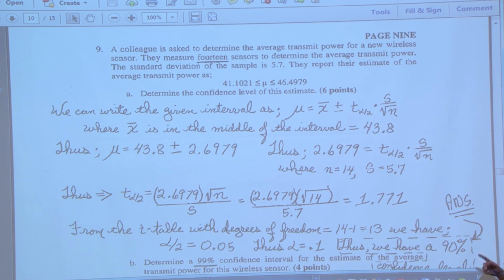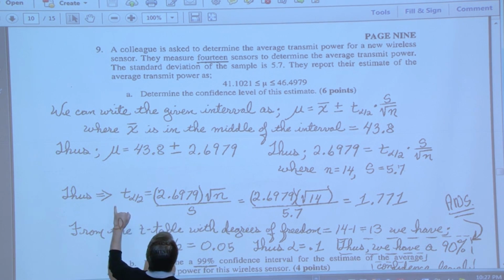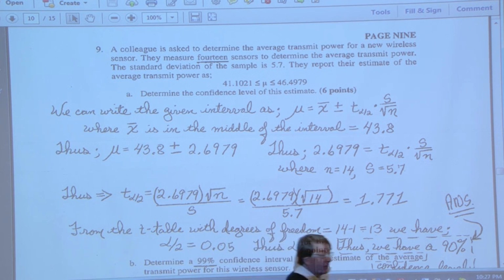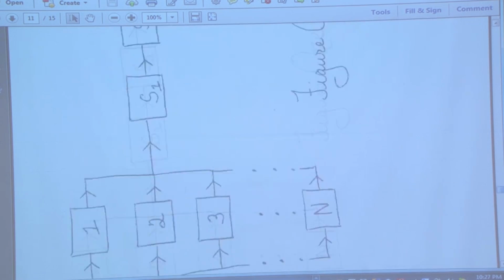Now, to use the t table, we have to know what degrees of freedom means. Degrees of freedom is easy. Degrees of freedom is n minus 1. So how many measurements did we make? 14. What are the degrees of freedom? 13. Okay? So I'm now going to use the t table. Degrees of freedom is 13, and the value of t is 1.771. Let's jump to the student t table.